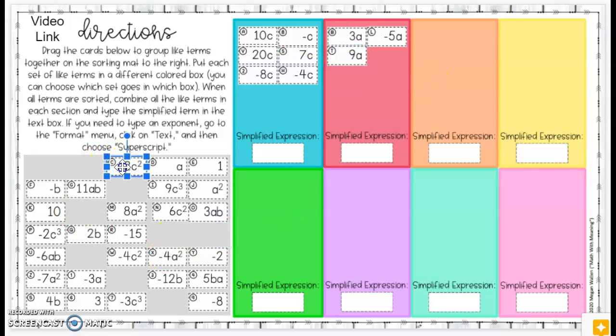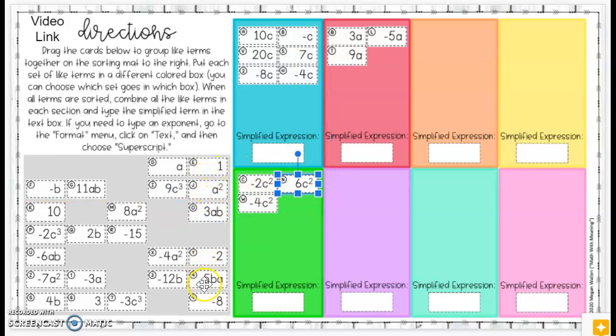Okay, so now I'm going to do C to the power of 2. And I'm going to put that in this green box down here. So my C to the power of 2 is what I'm looking for. Here's another one. And here's another one. And I think that's it.